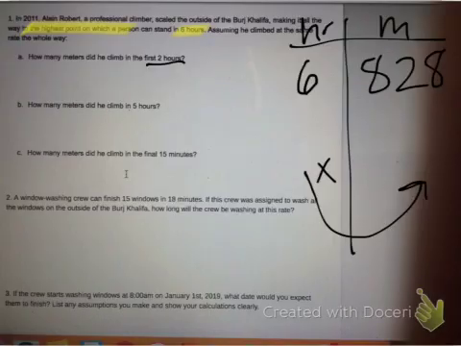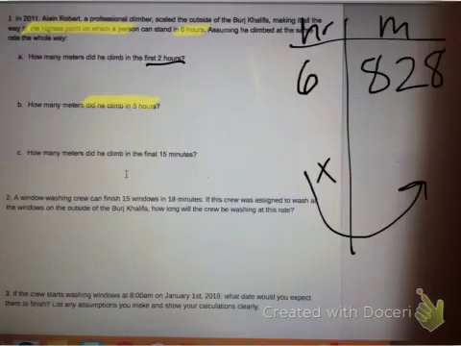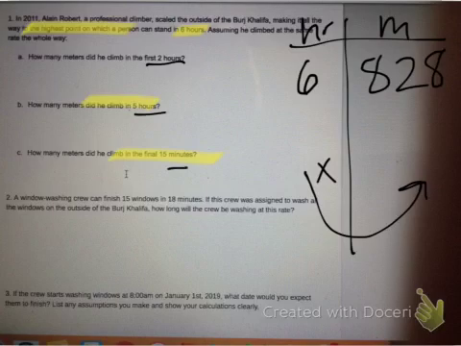For the next question, it says, how many meters did he climb the first 5 hours? That's also going to be very similar. 5 hours, find the number of meters here by multiplying by the rate. Then for letter C, how many meters did he climb in the final 15 minutes? Notice now that we changed from hours to minutes.